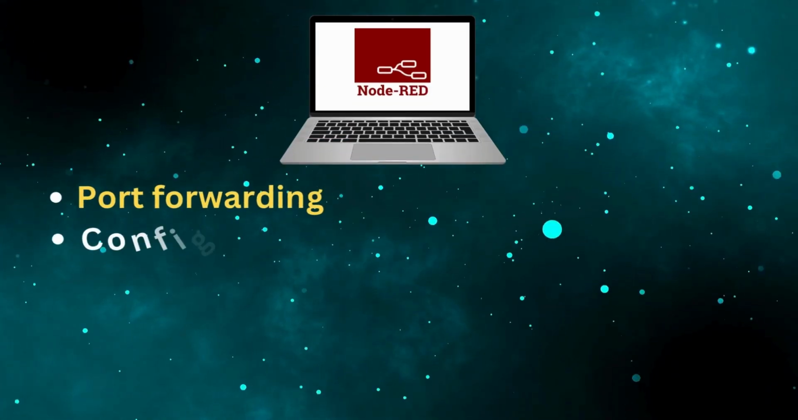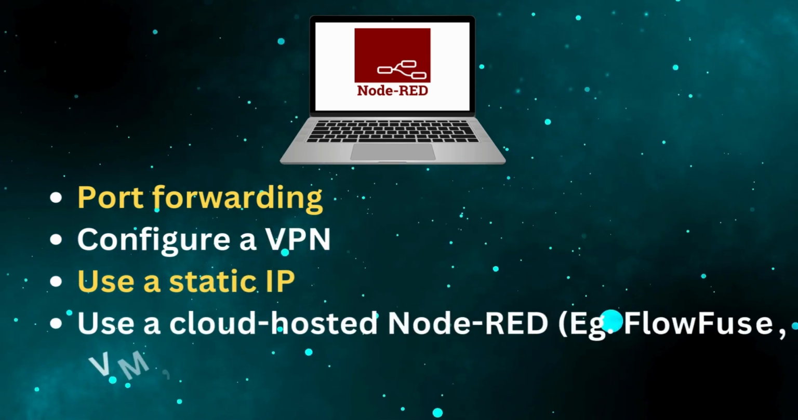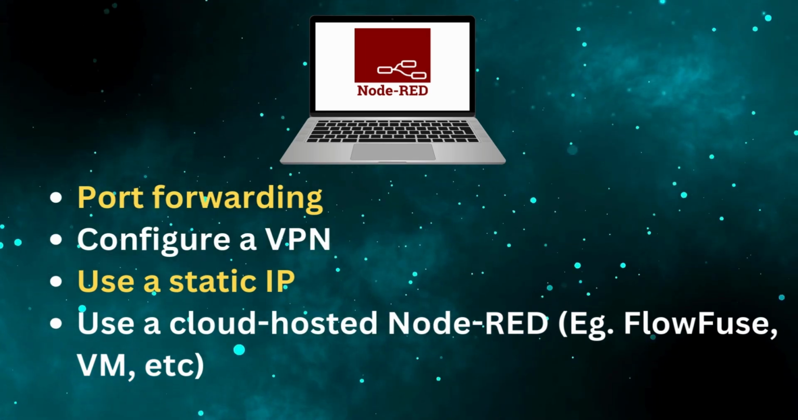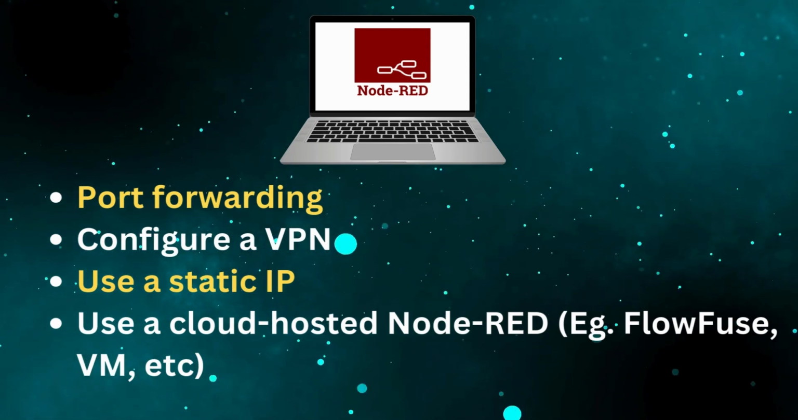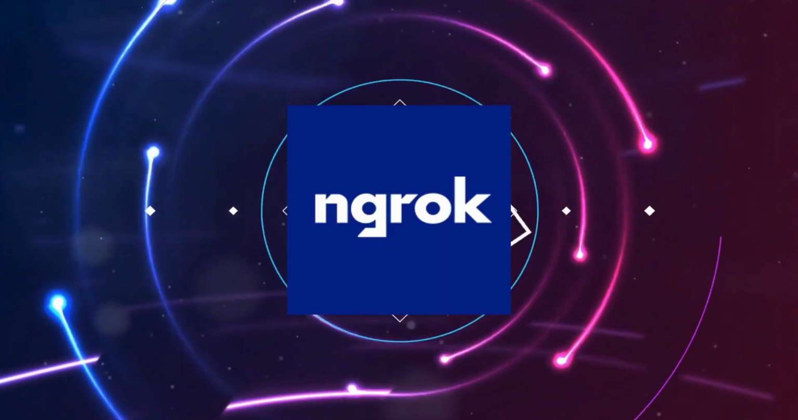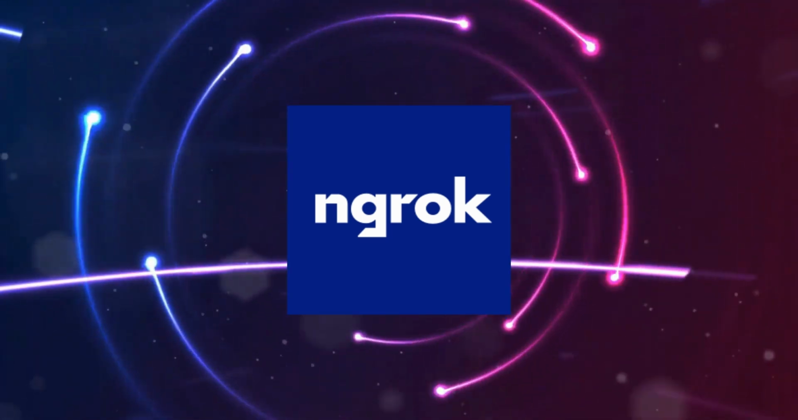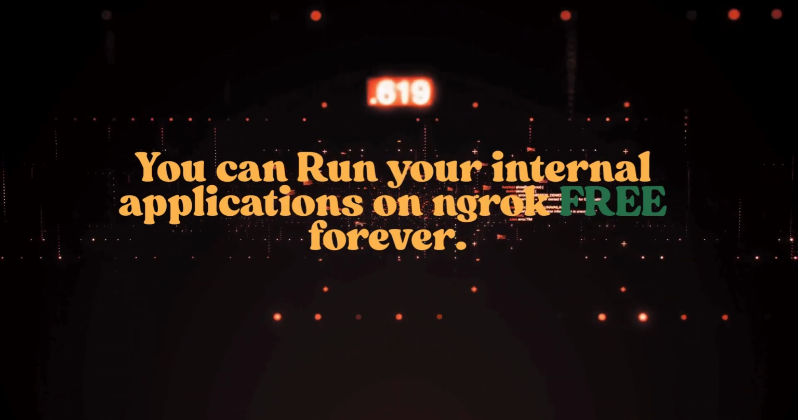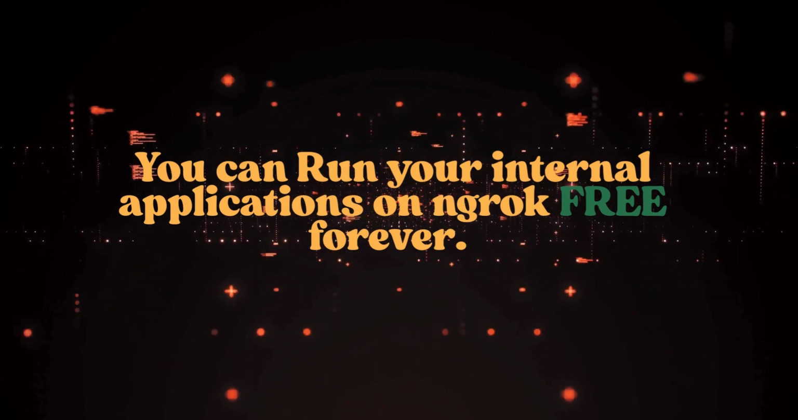Sure, you could set up port forwarding, configure a VPN, use a static IP, or even use a cloud-hosted NodeRED like Flowfuse, VM, etc. But those options can be complicated, potentially insecure, or incur cost. That's where Ngrok comes in, a powerful tunneling service that creates a secure pathway to your local services. You can run your internal applications on Ngrok free forever. So stay tuned until the end of this video to get all the steps right. Without further ado, let's get started.